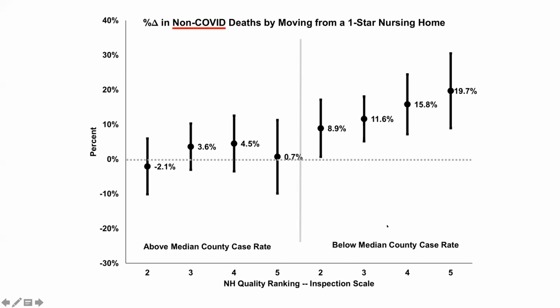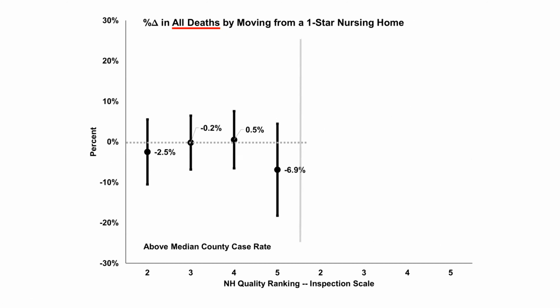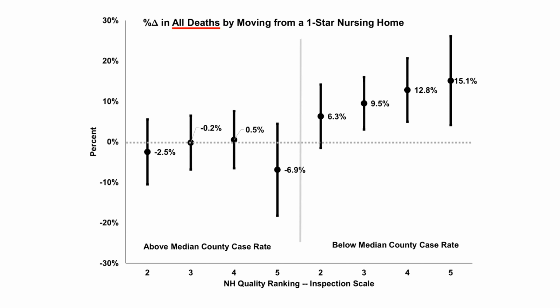So here I'm showing that if the nursing home is in a county with a case rate below the median for the country, there are 19% higher non-COVID death rates in the high quality nursing homes. Naturally, then we look at all deaths or total deaths. And again, in high risk places, we're seeing not a strong statistical relationship between nursing home quality and the total number of deaths. But in low risk areas, we see that higher quality nursing homes have more overall deaths.